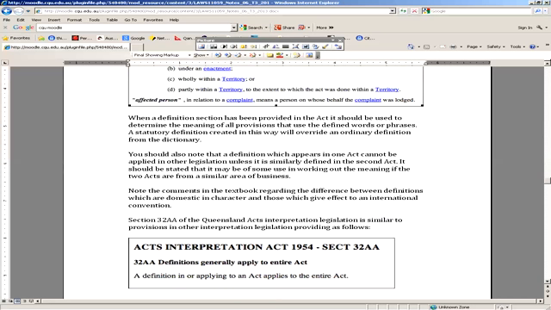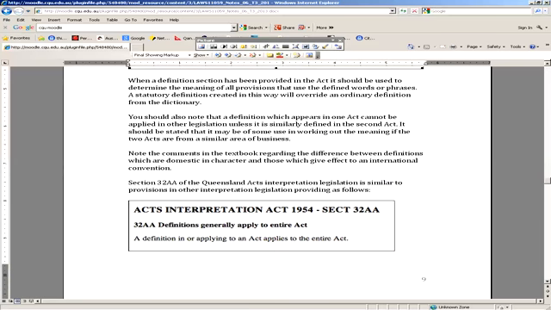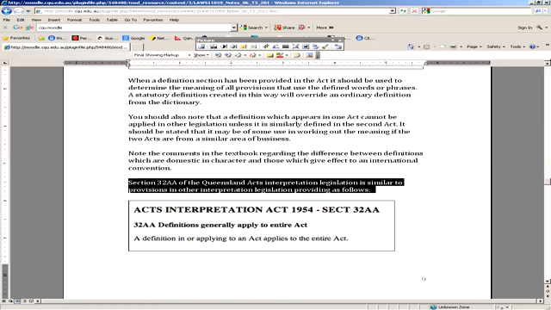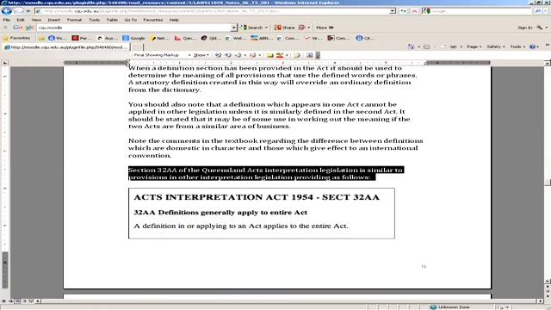So obviously, we're jumping around a bit in this. We've been talking about these issues, and as we were mentioning, you then go to the Acts Interpretation Act to see some other sections which articulate how we're supposed to use definition sections, and 32AA in the Acts Interpretation Act says a definition in or applying to an Act applies to the entire Act. Now there's a bit of a caveat on that, and that is that you can't apply it if there's something specific that says you don't apply it.